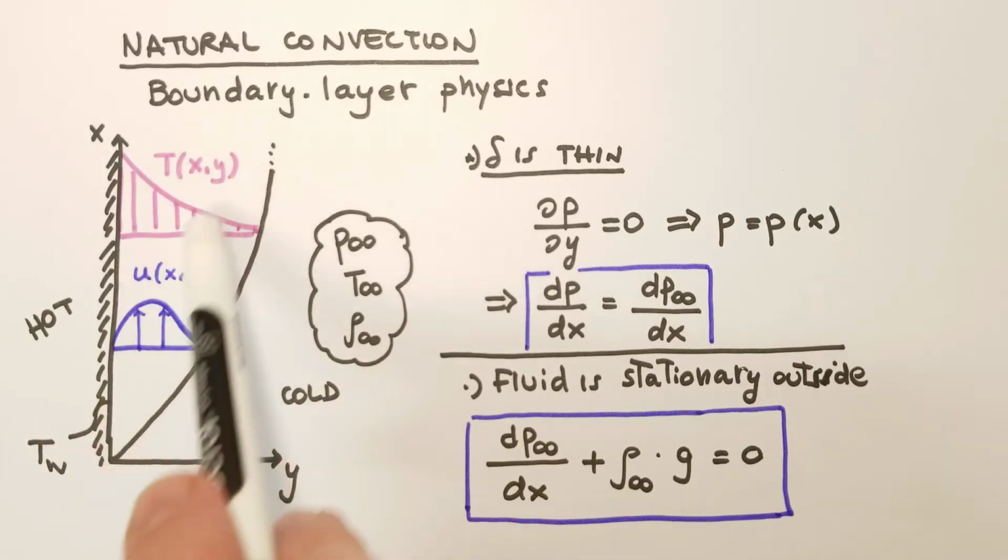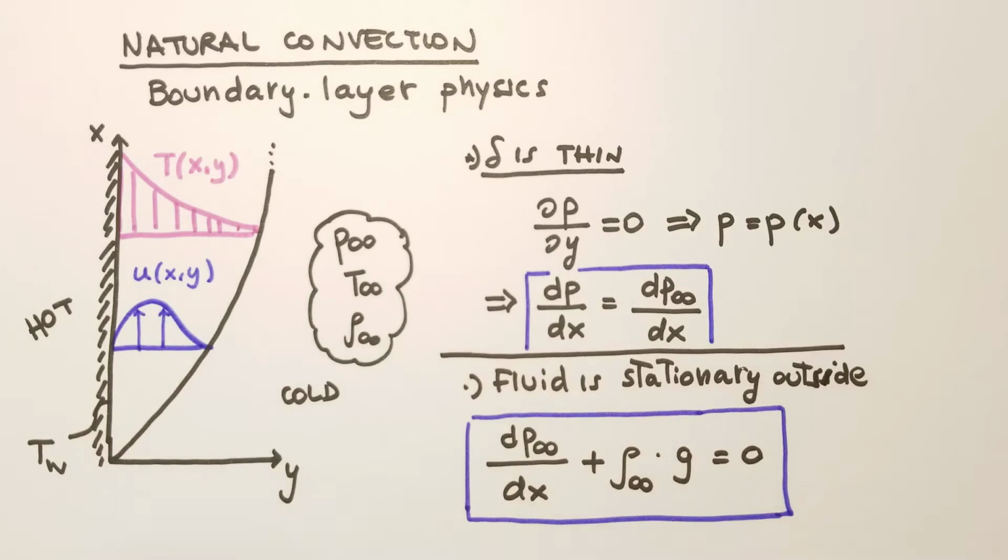So that's the thermal boundary layer. That's where the temperature changes. And we also have a velocity boundary layer. And note that now the temperature gradients are confined within the boundary layer, so in a region close to the surface, and the velocity goes to 0 in the free stream.